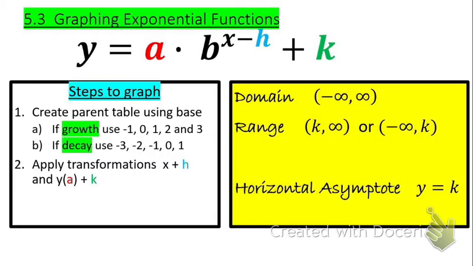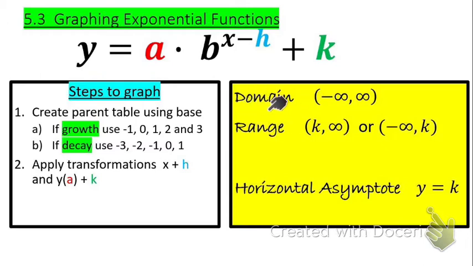Okay, so the base, if this number is a whole number or a number greater than 1, so if b is 2, 3, 4, 5, any number greater than 1, if the base is greater than 1, then we're going to use these numbers for x. But if the base is a number between 0 and 1, then we're going to use these numbers for x.